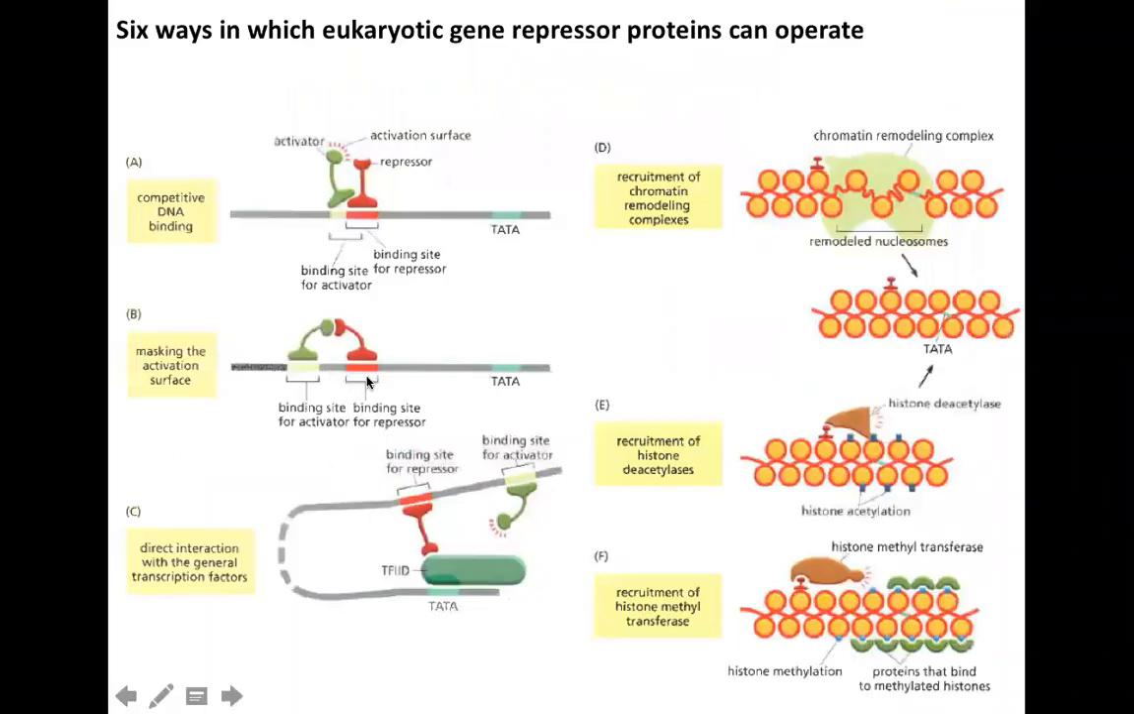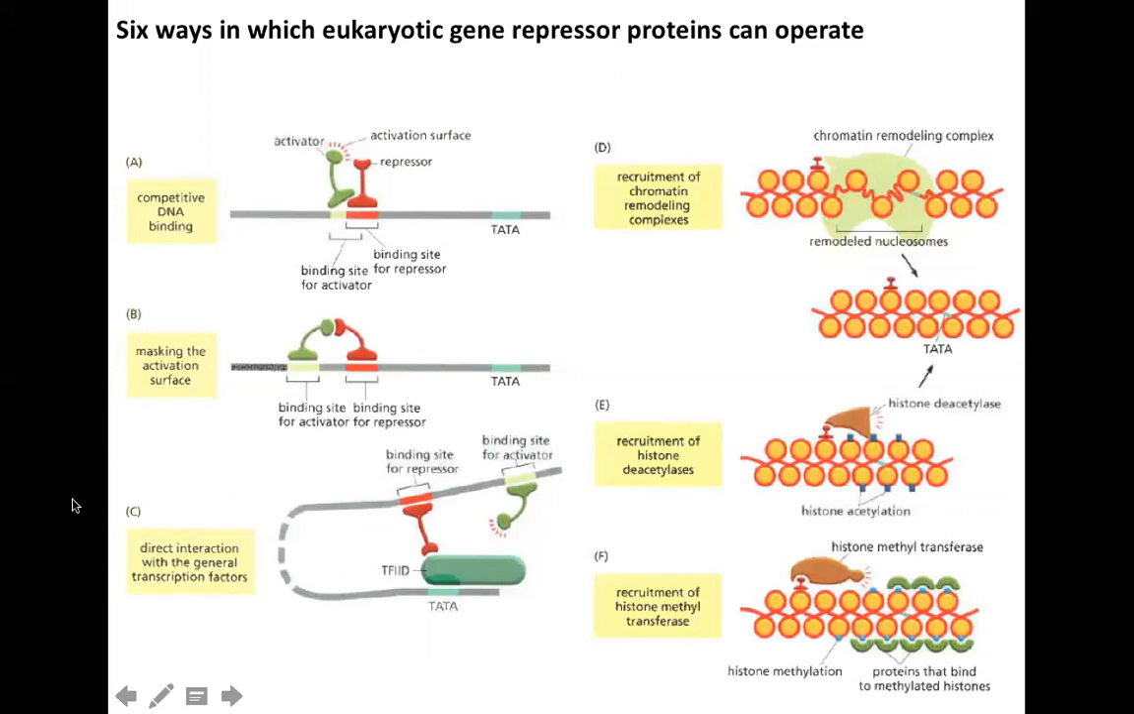Now here we have a repressor which is bound in the neighborhood, next to the activator protein. This repressor has the ability to mask the activation domain or block the activation surface of the activator protein. This is how it can suppress the expression of the genes.